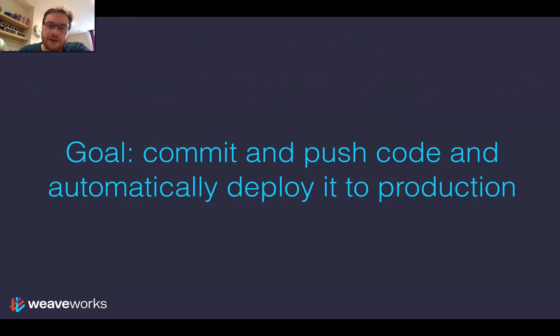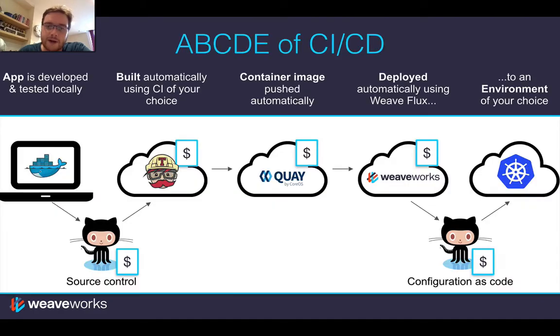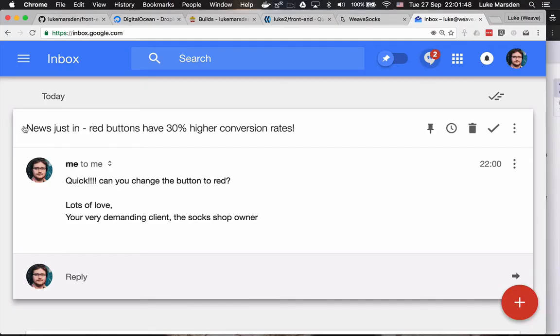So the goal here is that I commit and push a piece of code, and that automatically goes through this entire pipeline and lands in production. Let's suppose the front-end developer just got this email from the demanding client saying that they learned that red buttons have a 30% higher conversion rate than blue buttons, and they urgently want their shop to be updated.